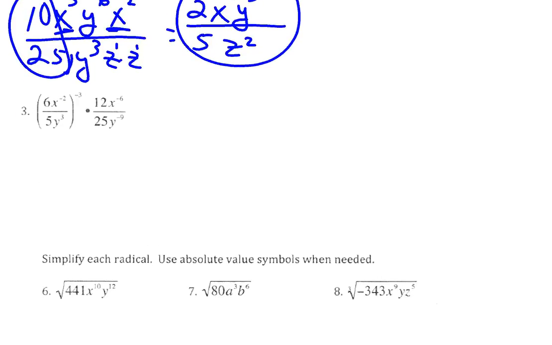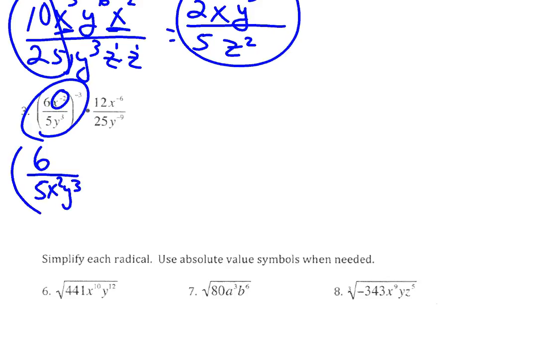Okay, number 3. All right, I would deal with the inside here first. So I would take the x to the negative 2nd and move it down. So it'd be 5x squared, y to the negative 3rd. On the right-hand side, we could switch the y's and the x's because they're both negative exponents. So it becomes y to the positive 9th on top, x to the positive 6th on the bottom.